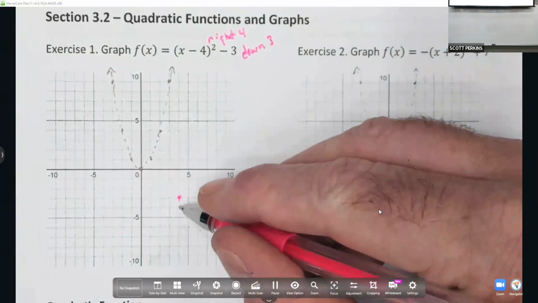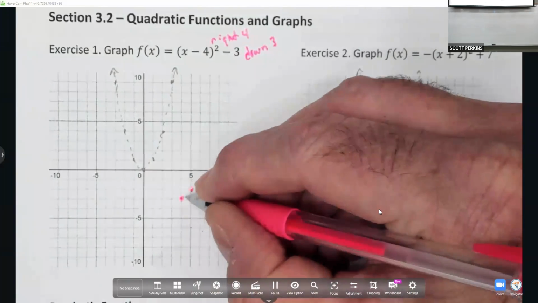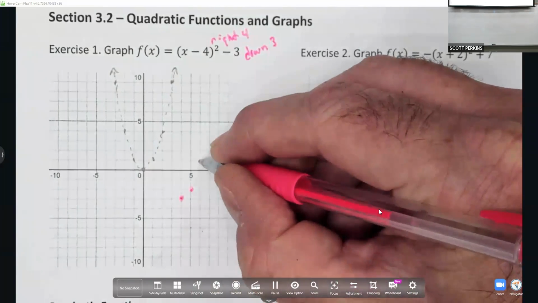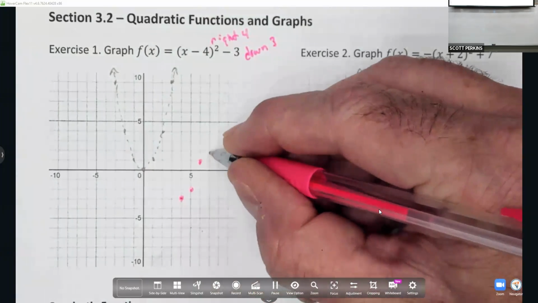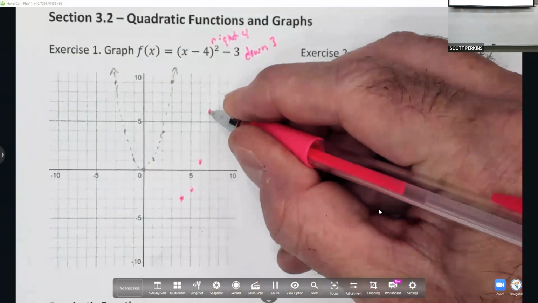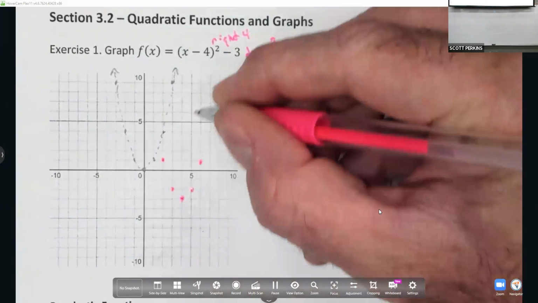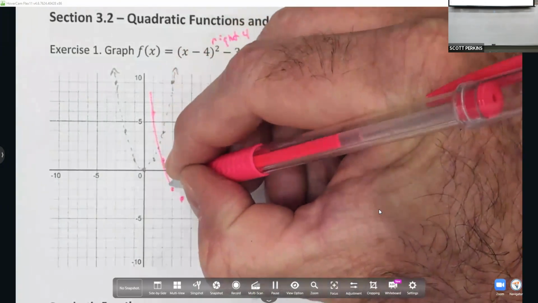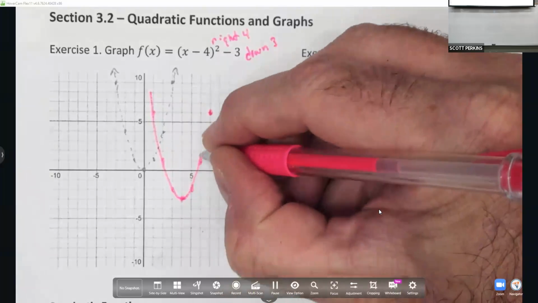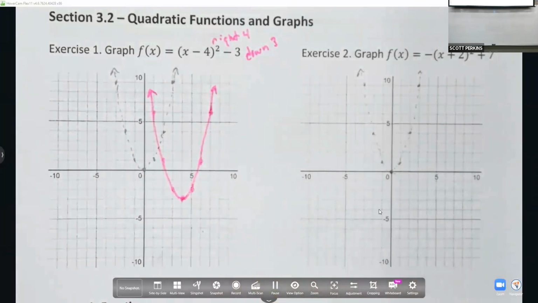So I'm just going to treat the vertex like my new origin, and I'm going to go over 1, and when I square 1, I get 1. Over 2, 1, 2, 3, 4. Over 3, and we square 3, 1, 2, 3, 4, 5, 6, 7, 8, 9. And then the same thing on the other side. And so here in nice vibrant pink is my graph of x minus 4 squared minus 3.